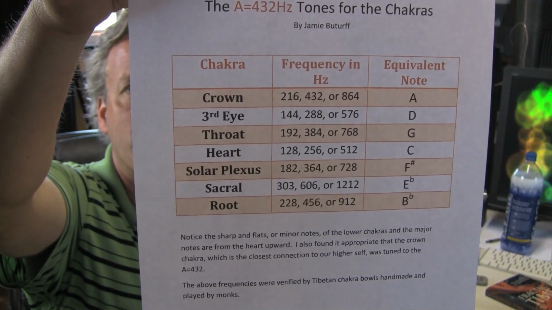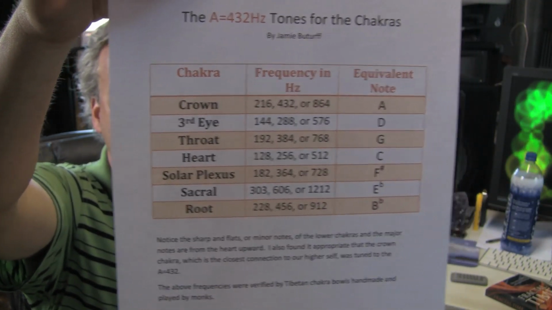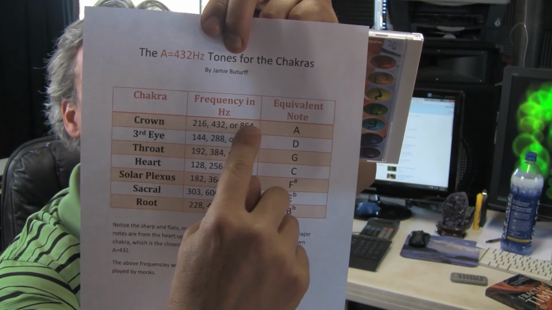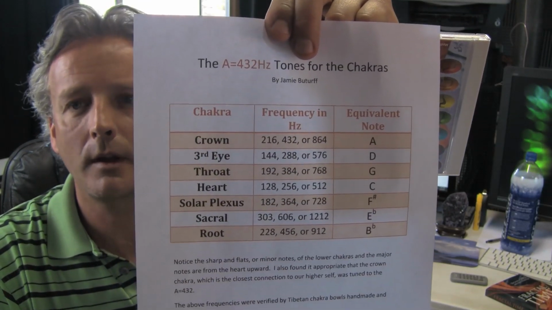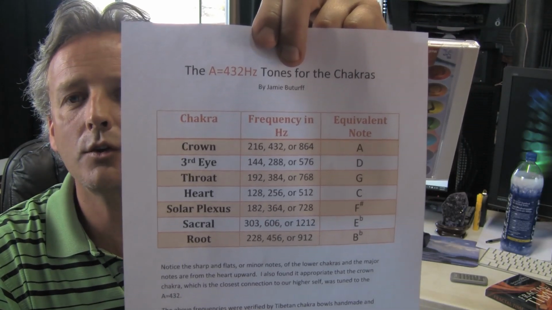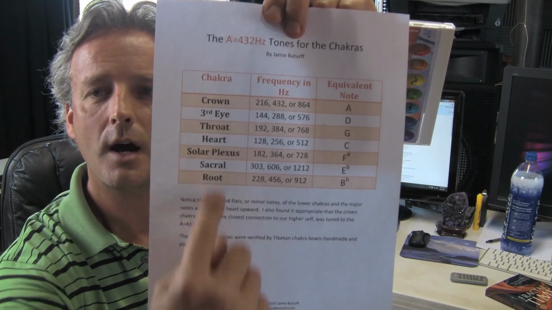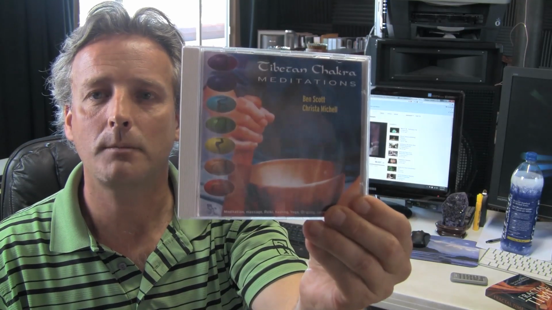Now, you see in the middle the frequencies; those are all octaves of one another. So, if you have, for example, the A, you have the 216, 432, or 864. Those are all octaves of one another. They're all the note of A, so you can use whichever one you want. But these are the notes, these are the frequencies, and these are the chakras. It just so happens that they are the exact frequencies on this chakra bowl CD.